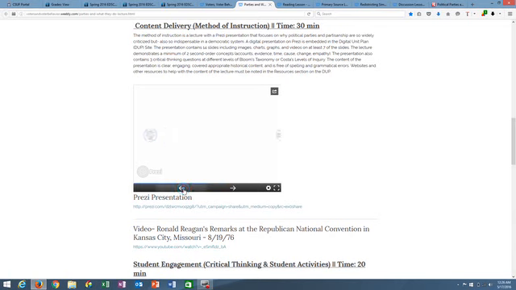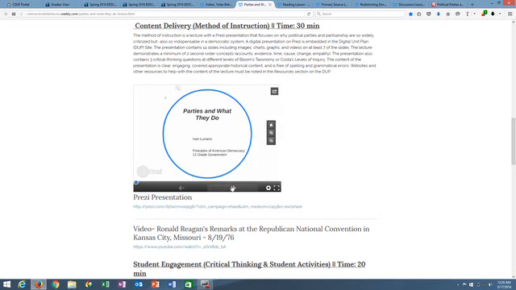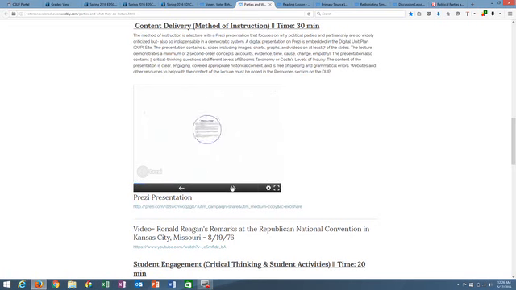I really like those second order concepts, and in this case I used accounts and evidence. And for this, as you can see, it's titled Parties and What They Do for 12th grade government.